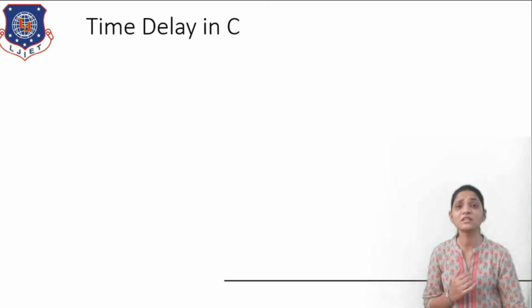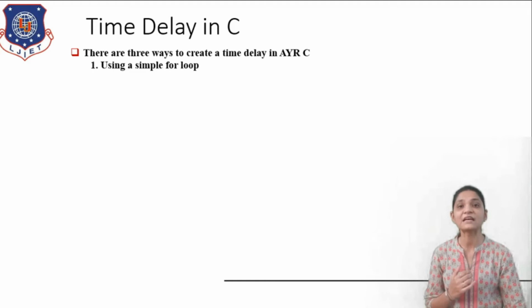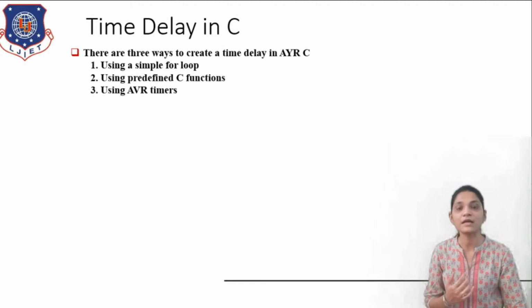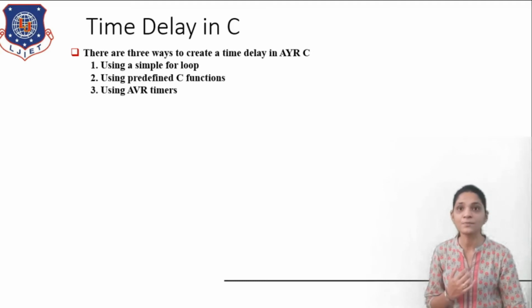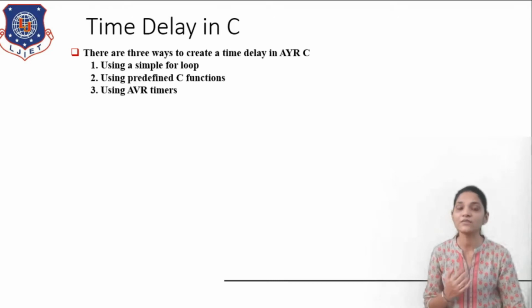As we have learned how we can create time delays in assembly language, similarly we can create time delays in the C language also. There are many ways available to create this time delay. First, we can use the simple for loop. Second, we can use the predefined C functions for the delay. And third, we can use the AVR timers. The simple for loop and predefined C functions we are going to see here, and AVR timers we will see in further sessions.